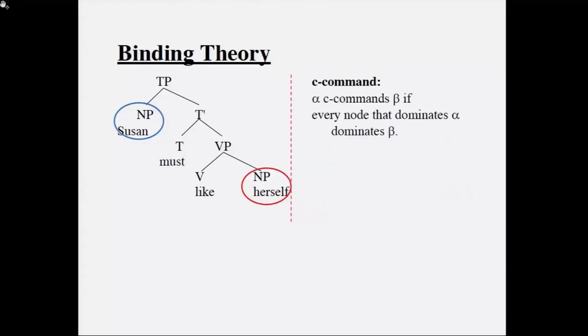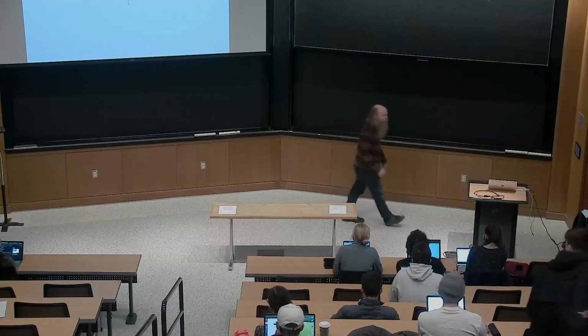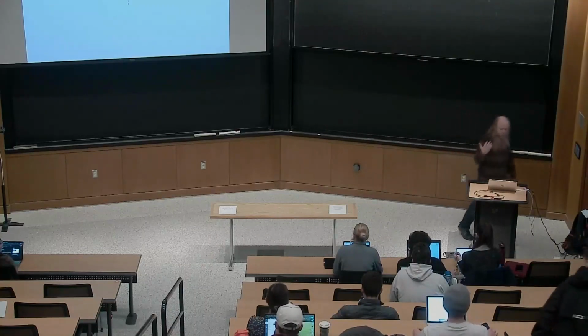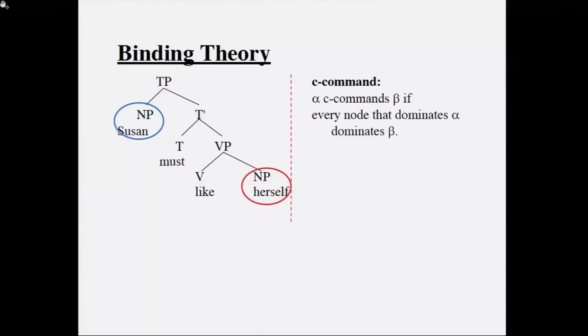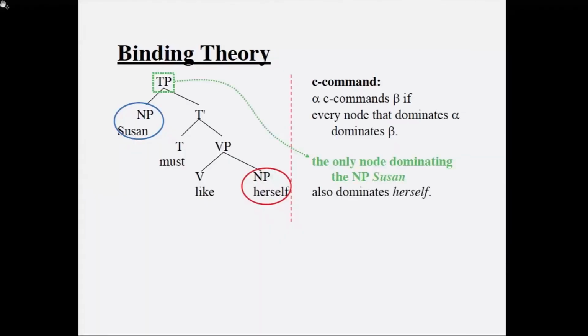So there's a relation called C-command, which is a relation that can hold between two nodes in a tree. It says alpha C-commands beta if every node that dominates alpha dominates beta. So you C-command basically the thing that you were merged with and everything that it dominates. So in this tree, the NP Susan C-commands herself. The way we find that out is we ask, what are the nodes that dominate the noun phrase Susan? And there's only one, that TP that I've put up there. And that TP also dominates herself. And so Susan C-commands herself.